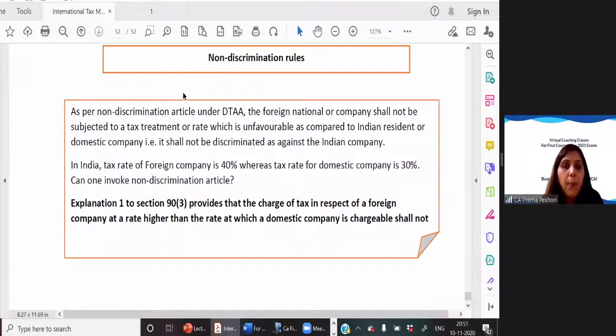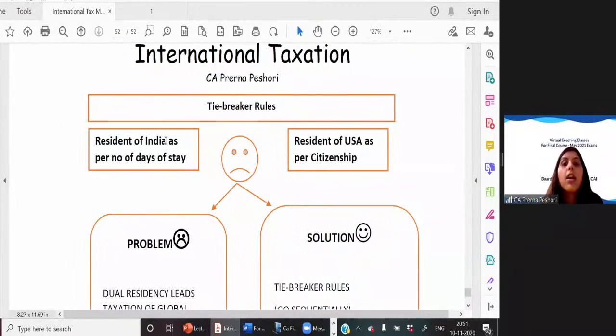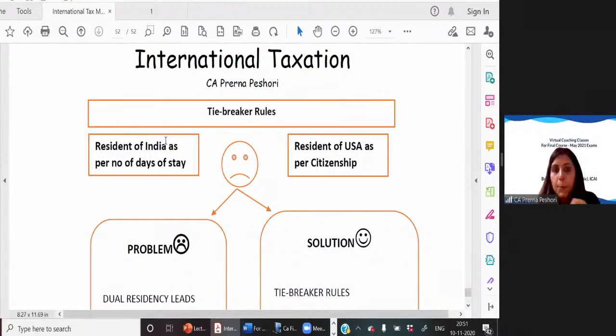Then the last point which I have to teach you in DTAA is the tiebreaker rules. Now, what are these tiebreaker rules? Understand, this is again a very important concept. So, say for example, I am a resident of India. Now, I will become a resident of India if I stay in India for more than 182 days, or whatever criteria we had learned.